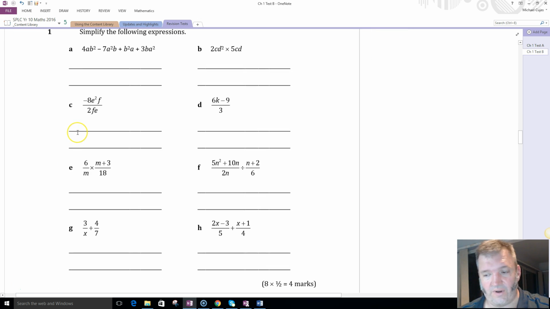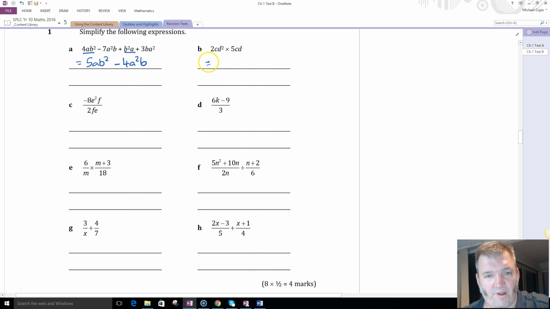On to part B, short answer. What do I do here? Identify your like terms. AB squared, there's another AB squared, so I have 5 AB squareds. This one here is A squared B, as is that one. So -7 plus 3 is -4A squared B.